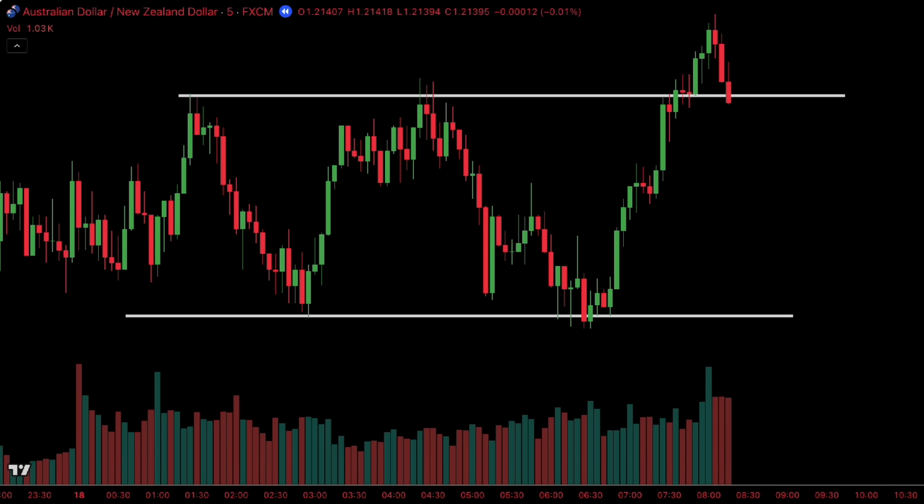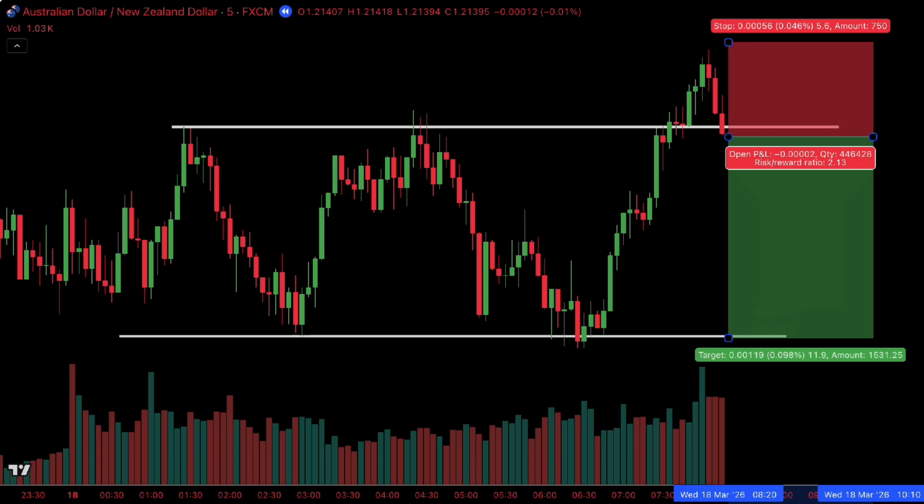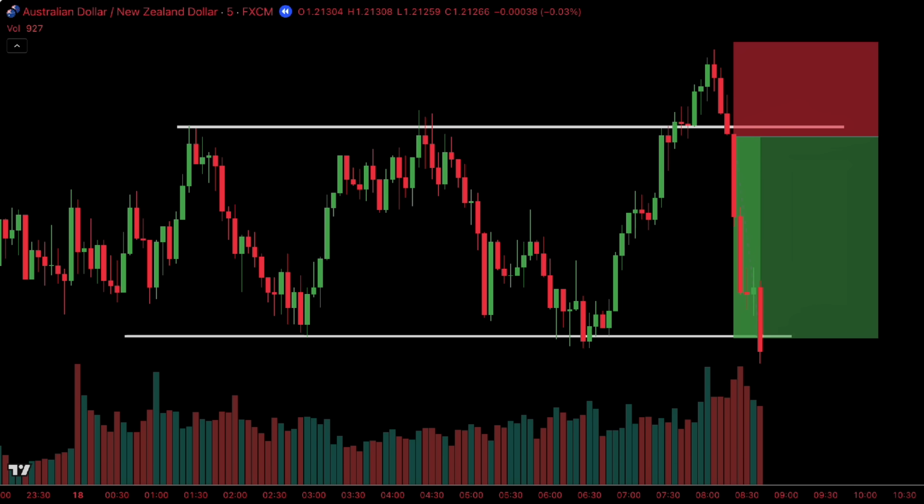Now, let's go back to the 5-minute chart and execute the trade. Entry, at the close of the bait and switch candle. Stop loss, above the level. Target, the next key level. And as you can see, the market moves down and reaches the target as expected.